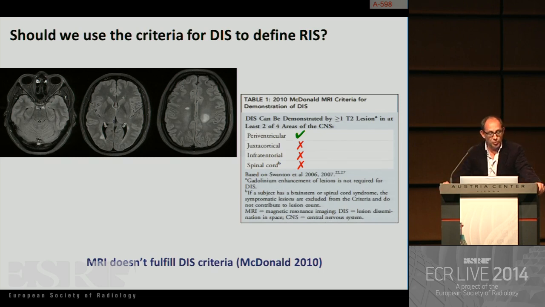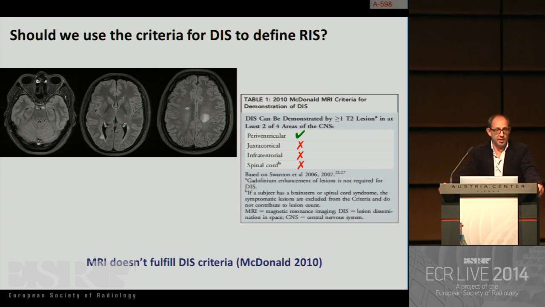But the question is, should we always use the criteria for dissemination in space to define a subject with a radiologically isolated syndrome? Let me show you another example that we had the opportunity to identify recently. You see that the patient had only 4 lesions, all of them in the periventricular white matter, and if we apply the 2010 McDonald criteria, this patient does not fulfill the criteria for dissemination in space. And according to the criteria proposed by Okuda, we could not classify this patient as a radiologically isolated syndrome.